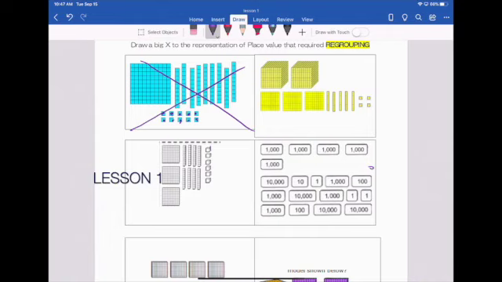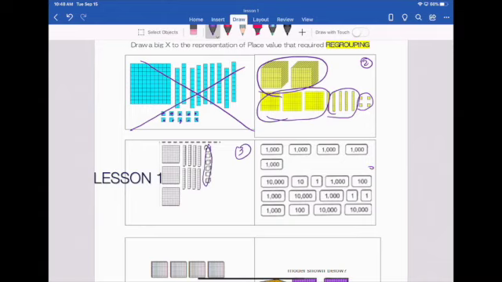The second one is no, because we don't have more than 10. We have just 4, just 5. We just have 3. We just have 2,000. No. Here is exactly the same. On the ones we have less than 10.